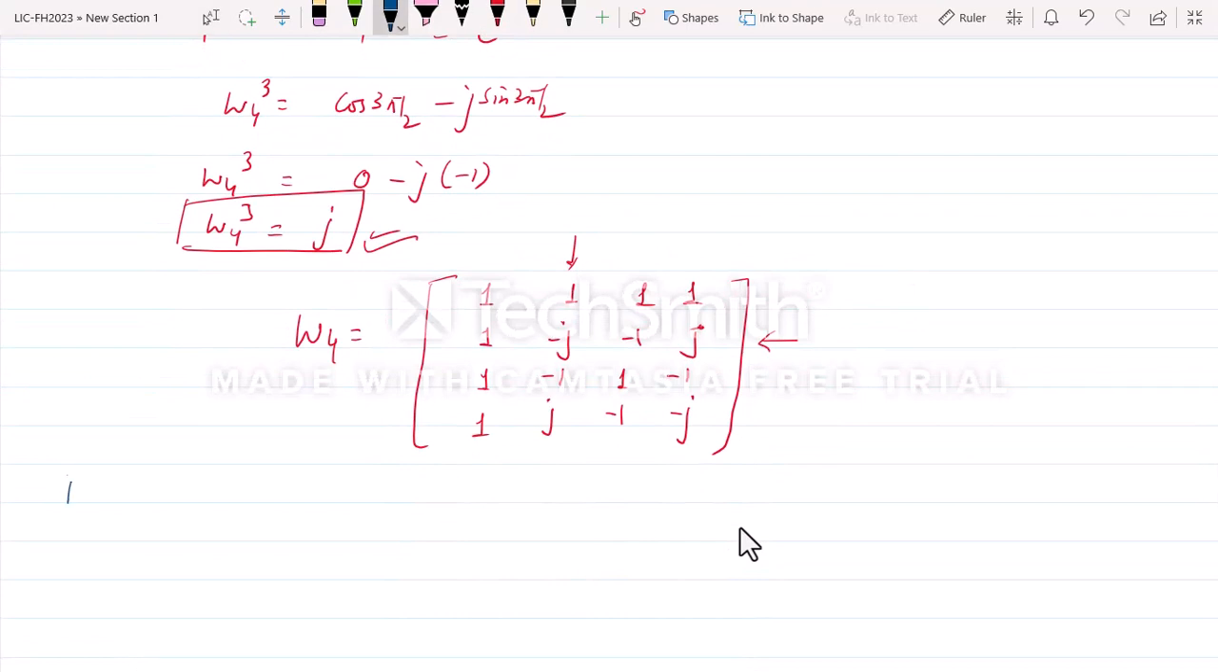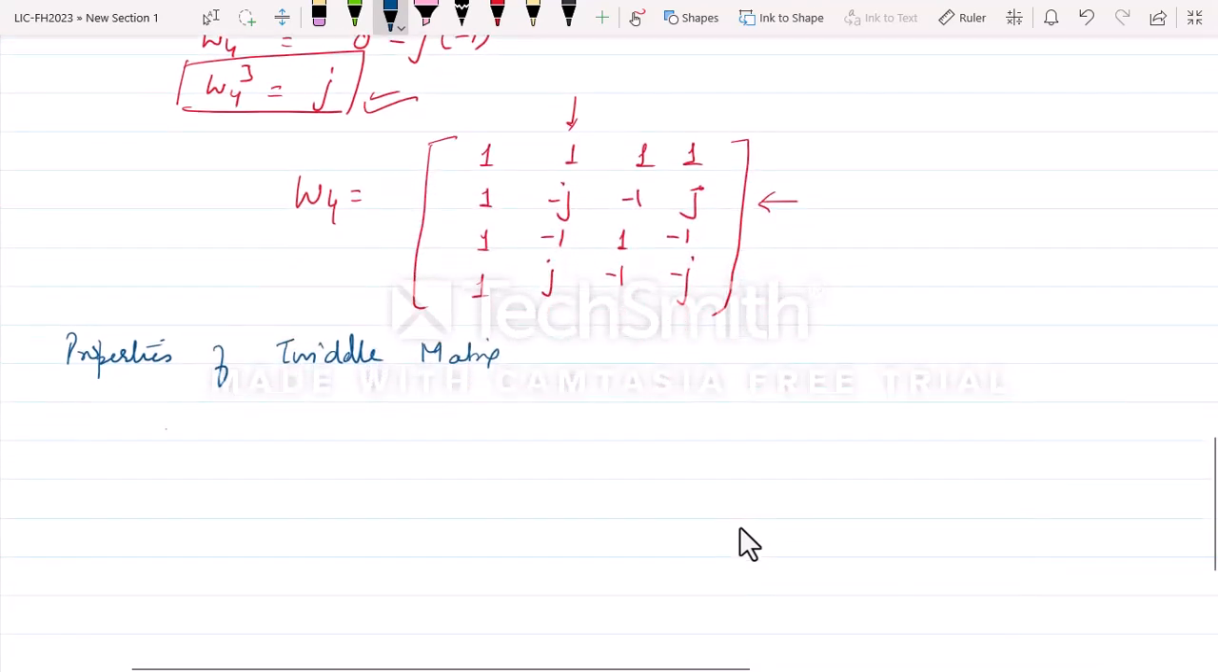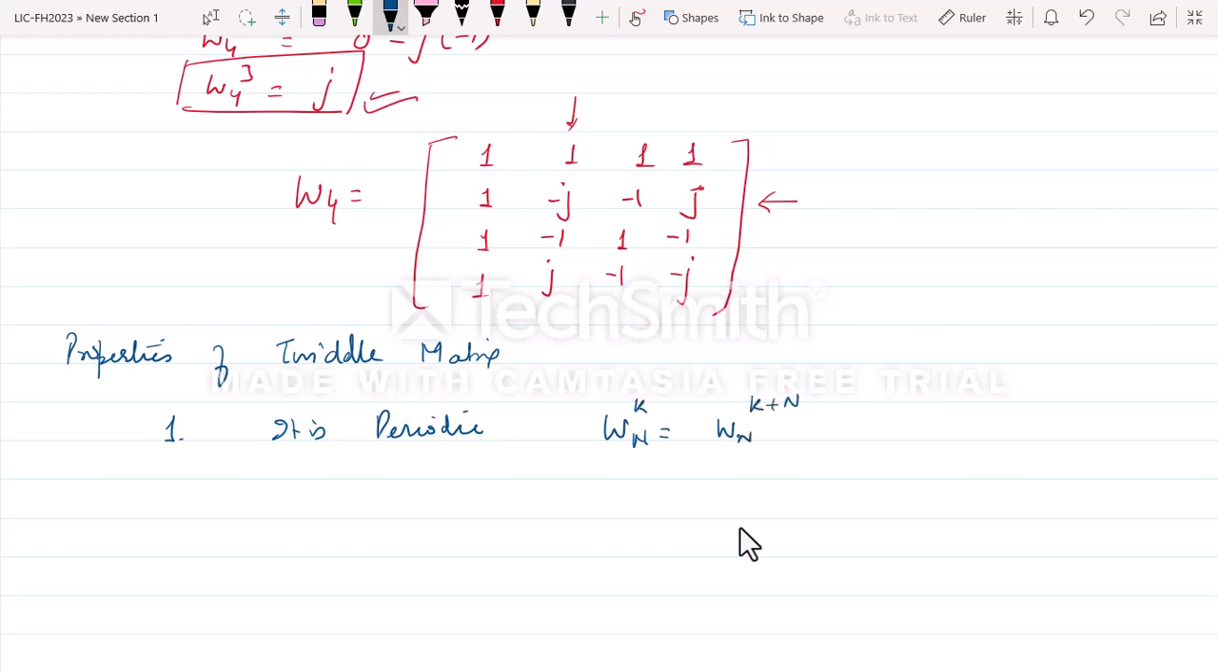So we'll just write the properties of the Twiddle matrix here. So what is that property? It is periodic. What do you mean by periodic? That Wn to the power k will be equal to Wn to the power k plus n. Second, the first row and first column will always be 1.